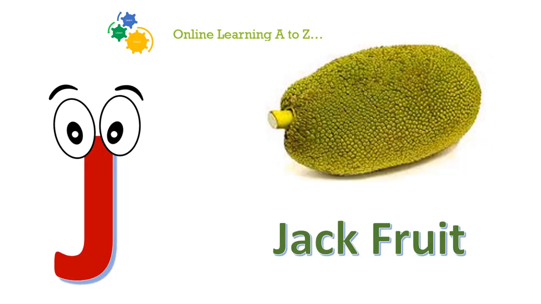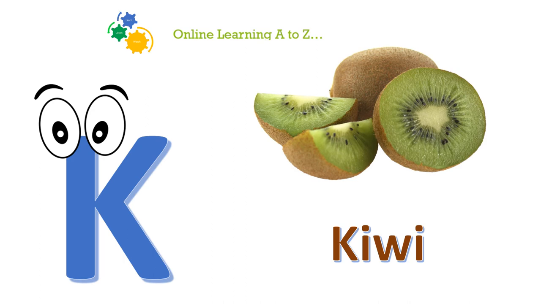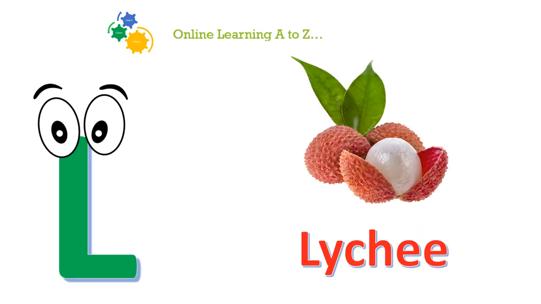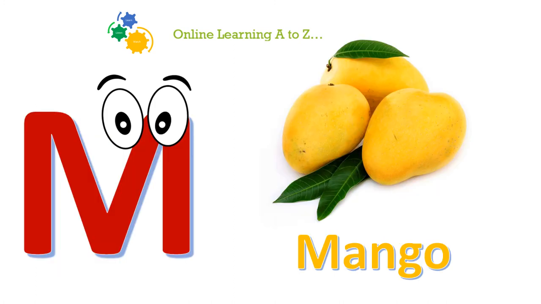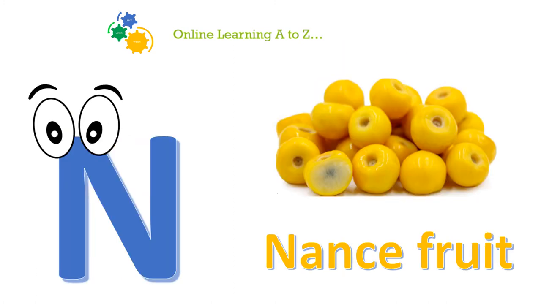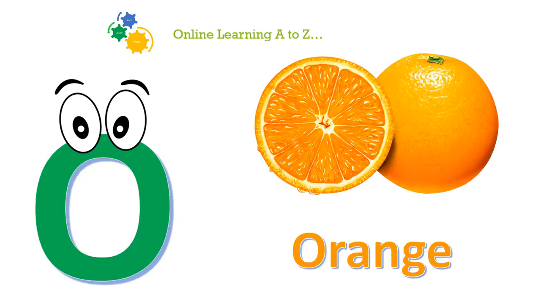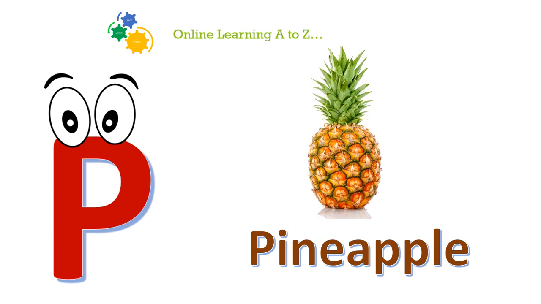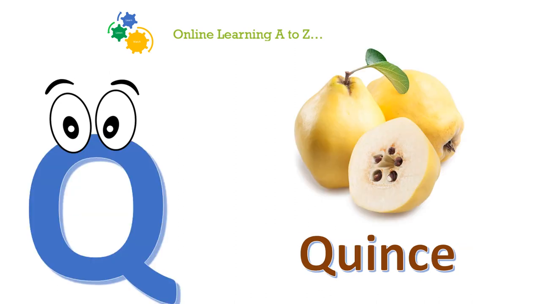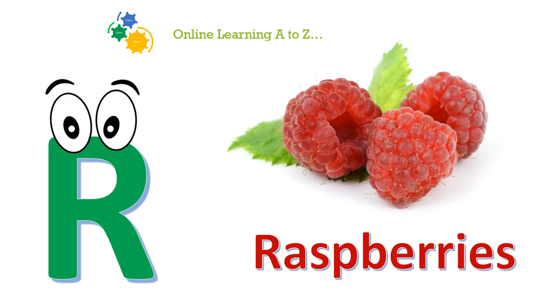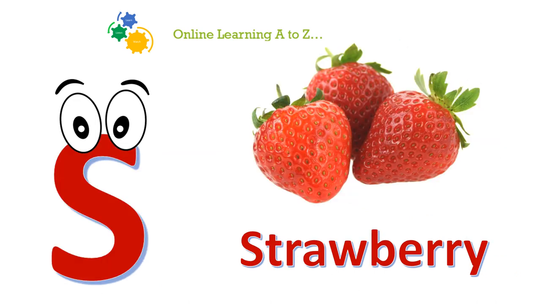J for jackfruit. K for kiwi. L for lychee. M for mango. N for nuts fruit. O for orange. P for pineapple. Q for quince fruit. R for raspberries. S for strawberry.